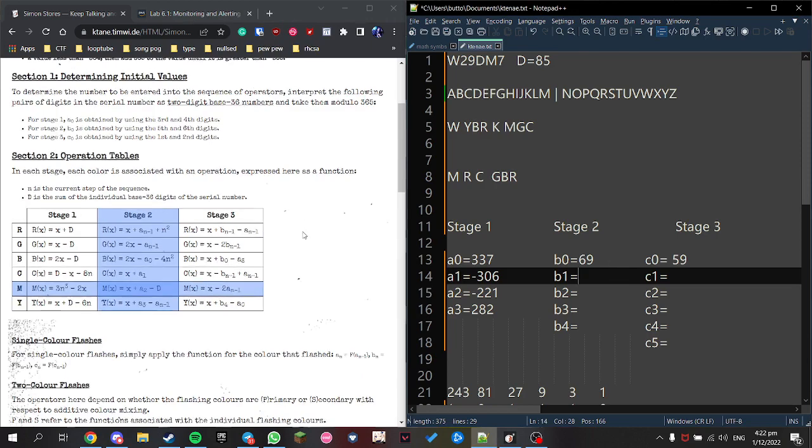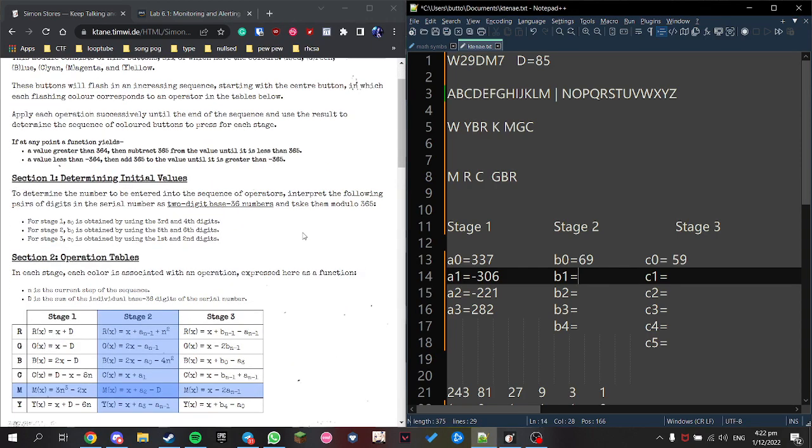Again, let me just confirm that I got my number correct here. It's the fifth and sixth digits. So M is the 13th letter of the alphabet, plus 9 times 36, plus 7 minus 365. 799 minus 365, minus 365. 69, nice. So first stage: 69 plus negative 221 minus Delta, which is 85. Negative 237.